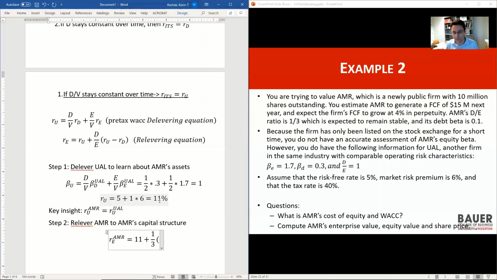Discount rate on the assets is 11. And we have to subtract the discount rate on AMR's debt. So what's the discount rate on AMR's debt? Well, it doesn't tell us exactly, but it tells us that the debt beta is 0.1. So we're going to use that to calculate the discount rate on their debt. Real quick, just as a review, using the CAPM, the risk-free rate is 5 plus the beta on the debt, 0.1, times the market risk premium of 6. So we get 5.6% for their debt. This is just the CAPM, knowing that the beta is 0.1.